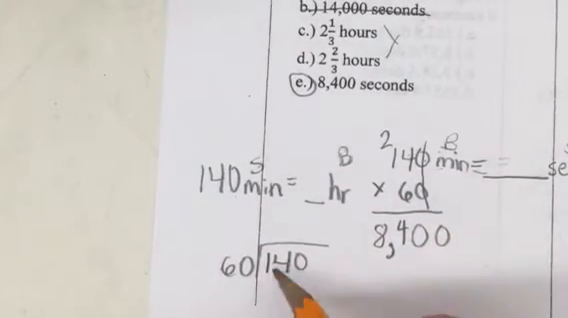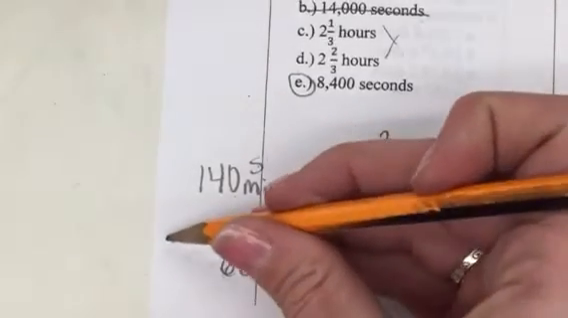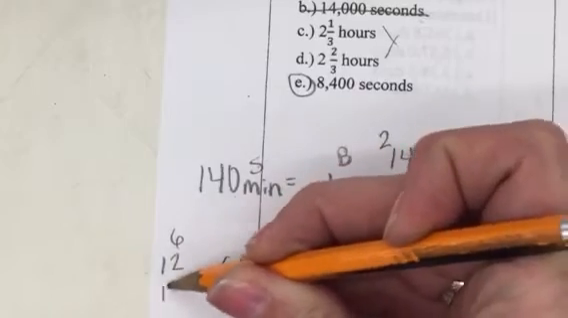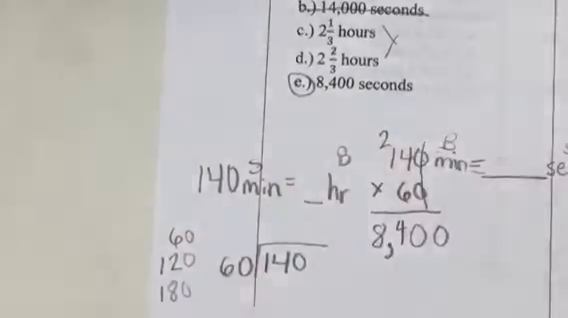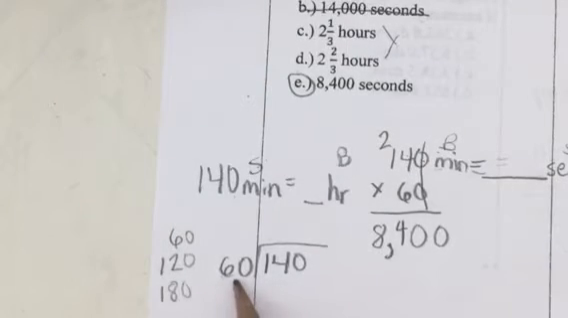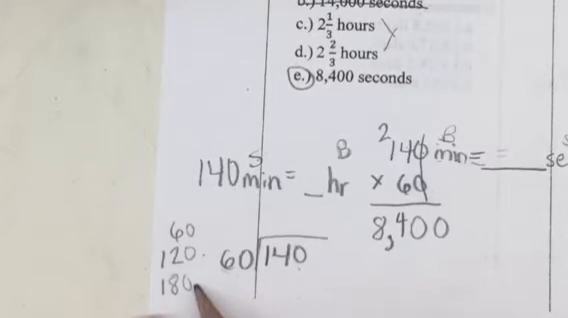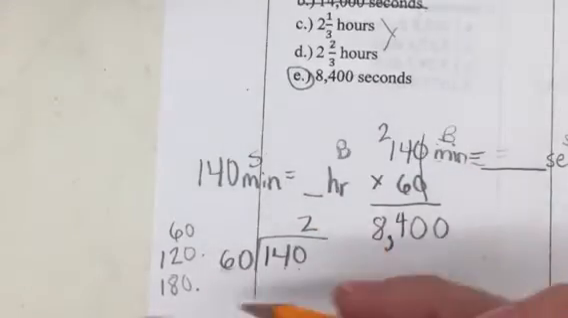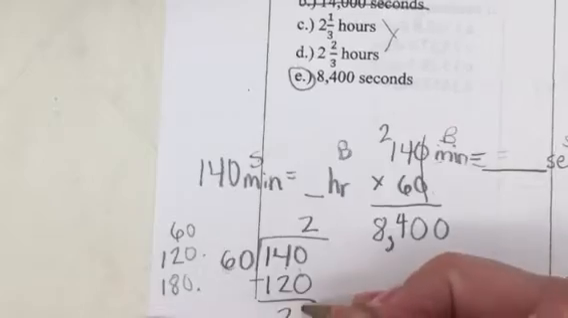If I don't know my multiples, how many times can 60 go into 140? I could list my multiples of my basic fact, 6, 12, 18, and then just go back and add in your zeros. And I would see that 60 can go into 140 2 times, because if I went in 3 times, this would be 180, which would be too much. I only have 140, so it can go in 2 times. 2 times 60 means I took away 120, and I have 20 minutes left over.